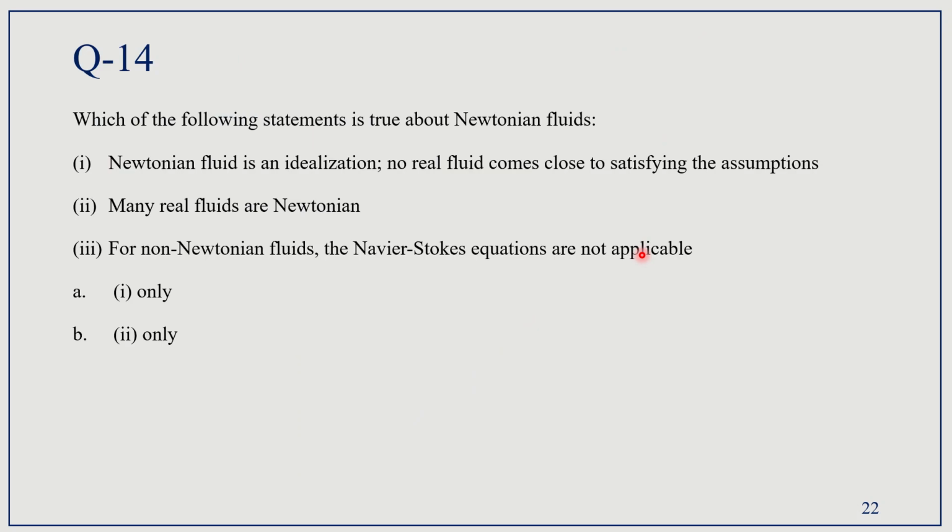Many real fluids are Newtonian. One example is water, and so many chemicals, and so many things that we look at in real life come under Newtonian fluids. So Newtonian fluid is not an idealization. Many real fluids come close to satisfying the assumption. So the first statement is wrong, 2 and 3 are right. On that basis we go with option D.